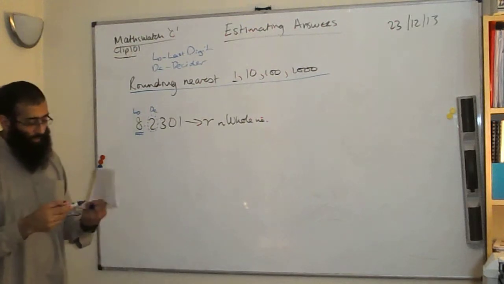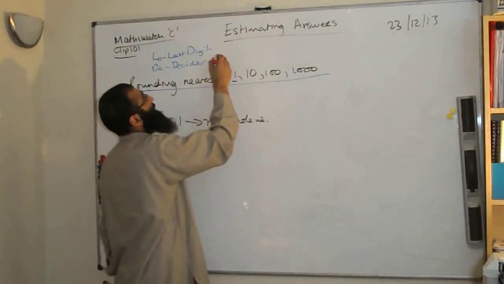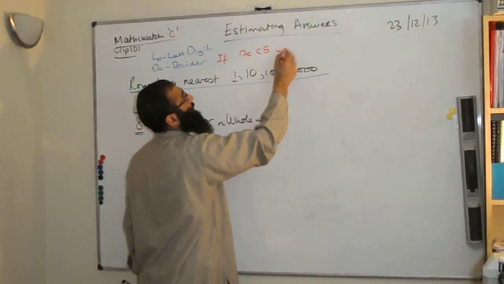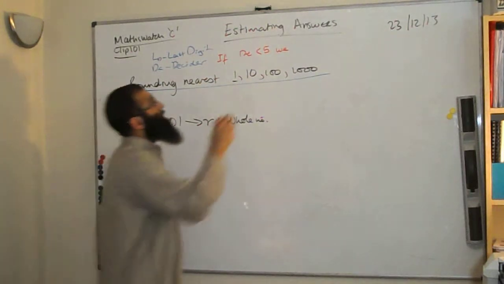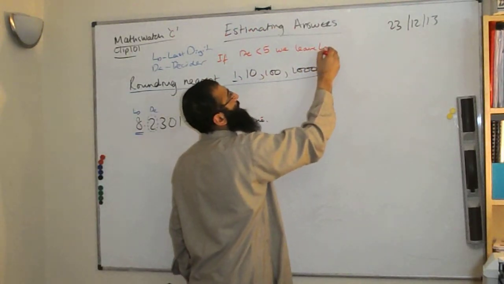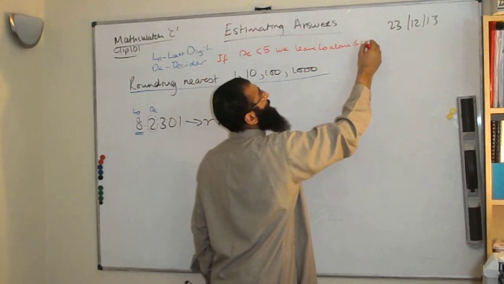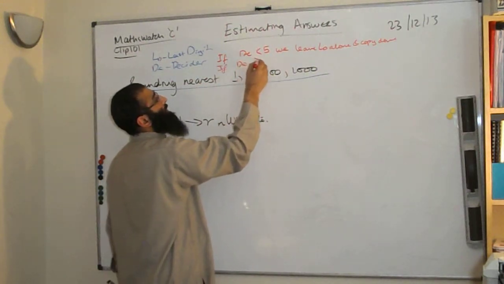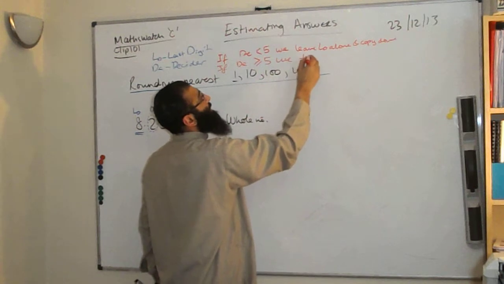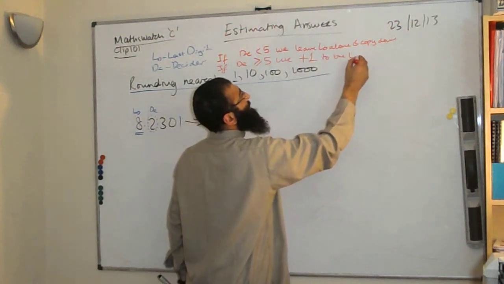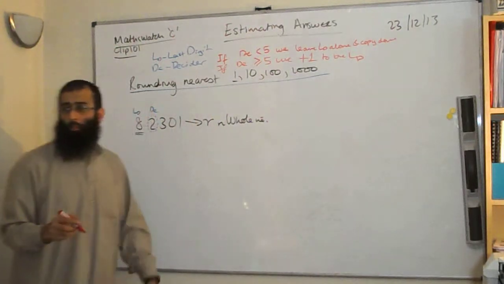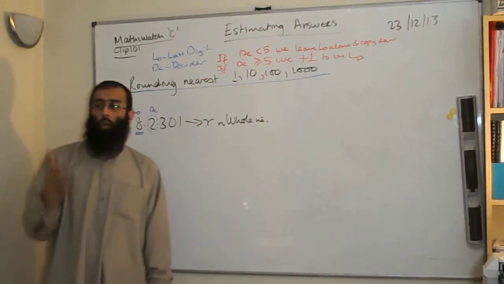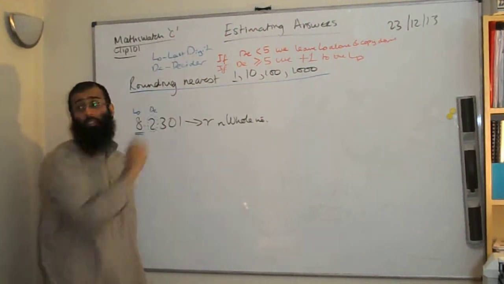And what did we say the rule was for the decider? We said that if the decider is less than 5, we leave the last digit alone and copy down. And we said if the decider was greater than or equal to 5, what do we do? We add 1 to the last digit. So whether it's rounding significant figures, decimal places, or the nearest 10, it all relies on this technique of last digit and decider.